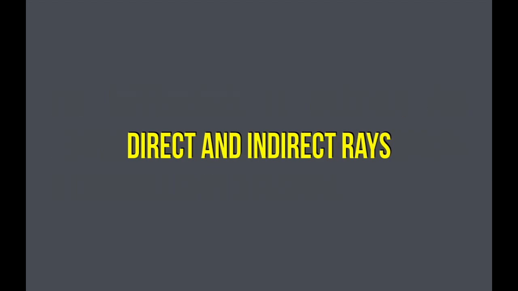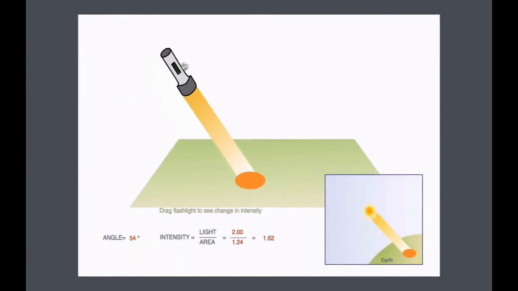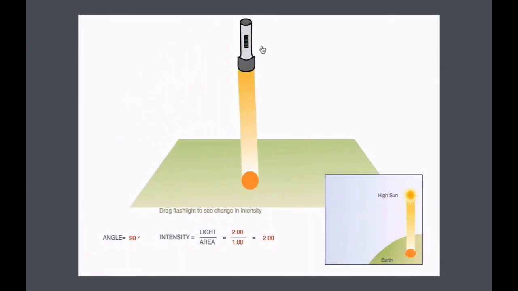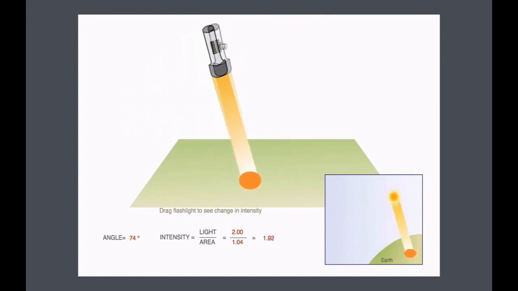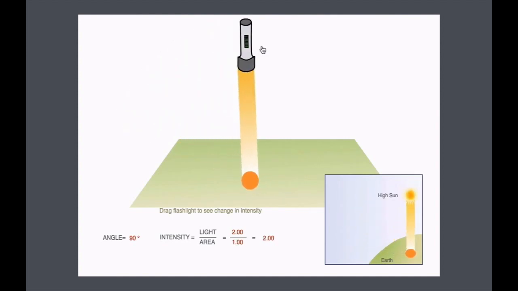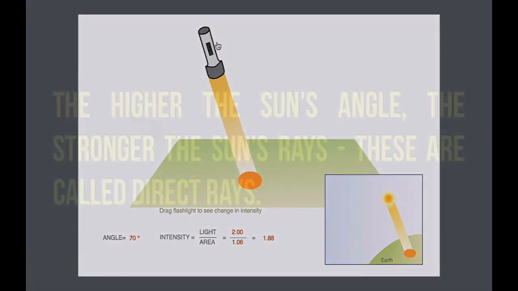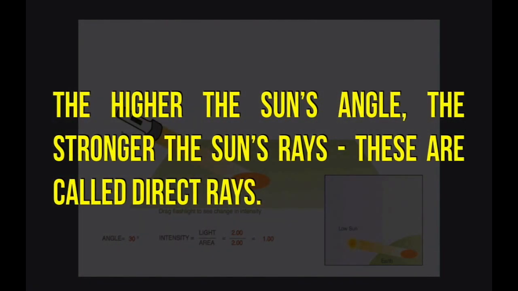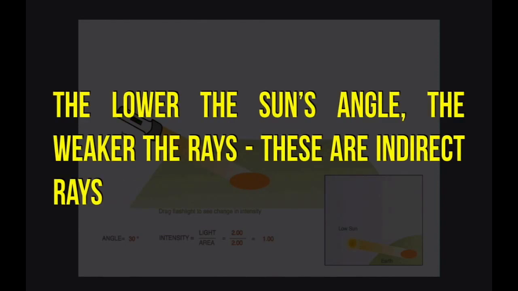First, direct and indirect rays. Watch this animation of a flashlight. At the higher angle, the flashlight is making a smaller circle. The smaller circle is more intense than when the flashlight's at a lower angle and has a wider circle of light. If you take that same thinking and apply it to the sun, the higher the sun's angle, the stronger the sun's rays. These are called direct rays. Conversely, the lower the sun's angle, the weaker the rays, and we call those indirect rays.